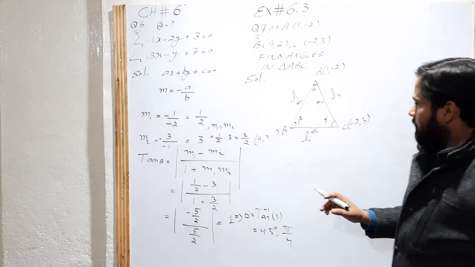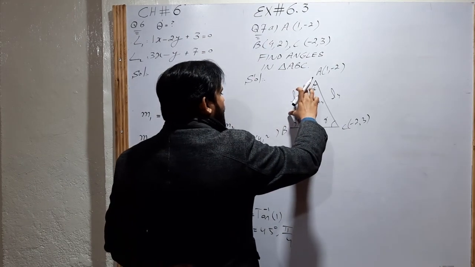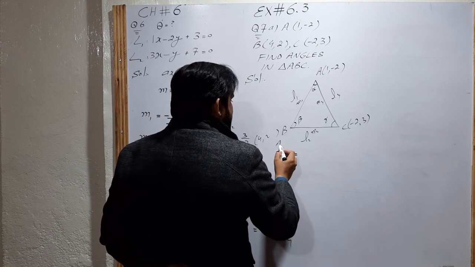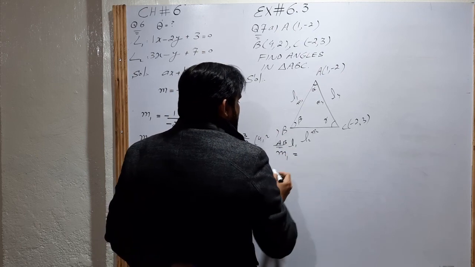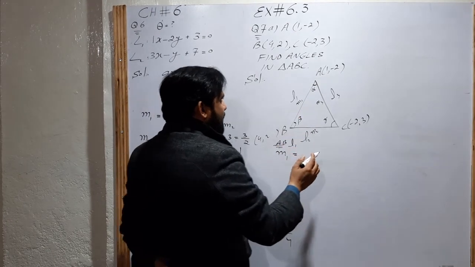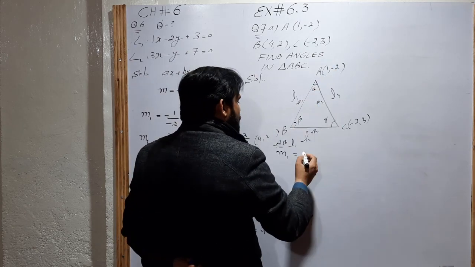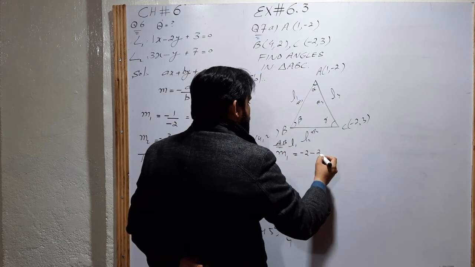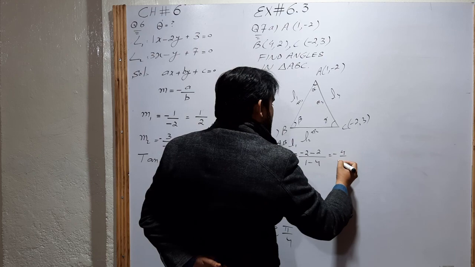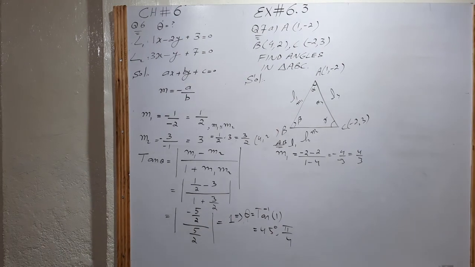How do we find alpha? It means that we need the slope of AB. Let us say m1 is the slope of line AB, meaning line L1. The slope between A and B by the formula is y2, which is -2, minus y1, which is 2, divided by x2 minus x1. This is -4 over -3, which is 4/3. It is the slope of the line L1.